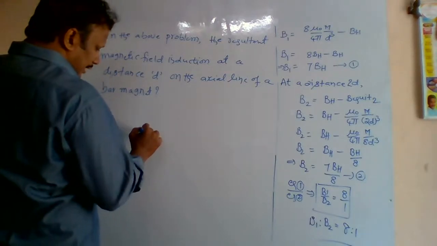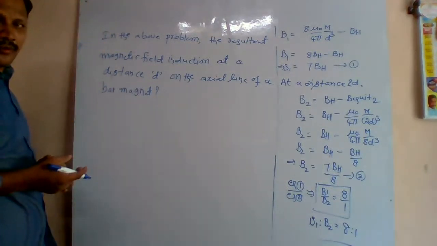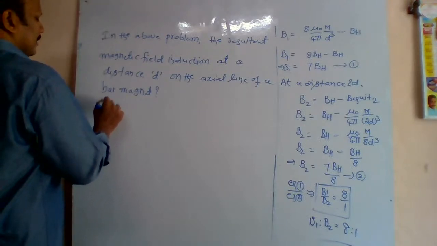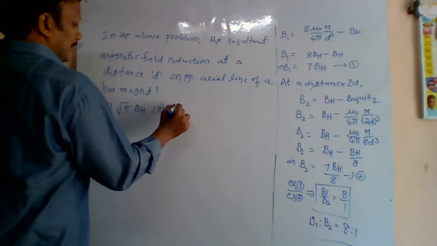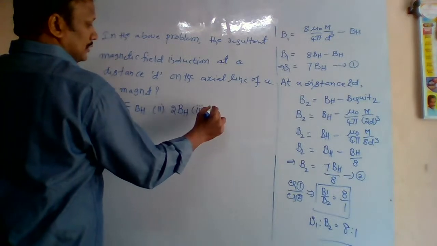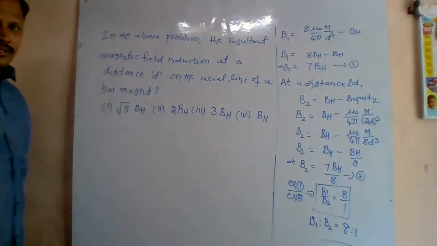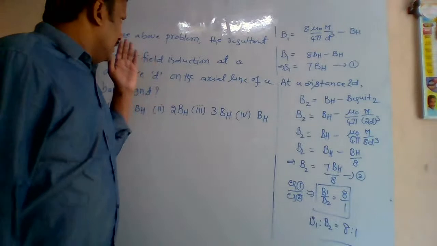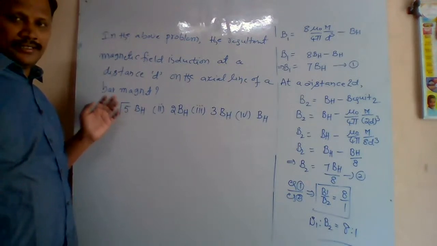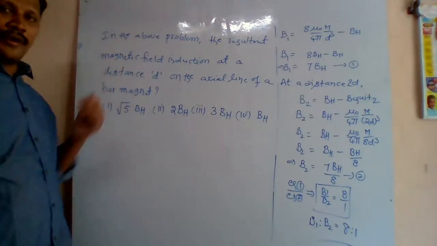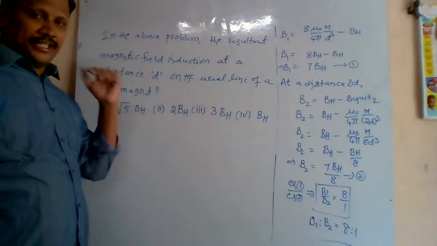So in the above problem is nothing but what here? Suppose you have to find out the net magnetic field induction in terms of BH, the horizontal component of the Earth's magnetic field. Suppose here I am also giving options: root 5 BH, second option 2BH, third one 3BH, fourth one BH. So which of the following is correct in terms of BH? Suppose you have to take a point on the axial line at a distance d. At that point, what is the resultant magnetic field induction in terms of BH?